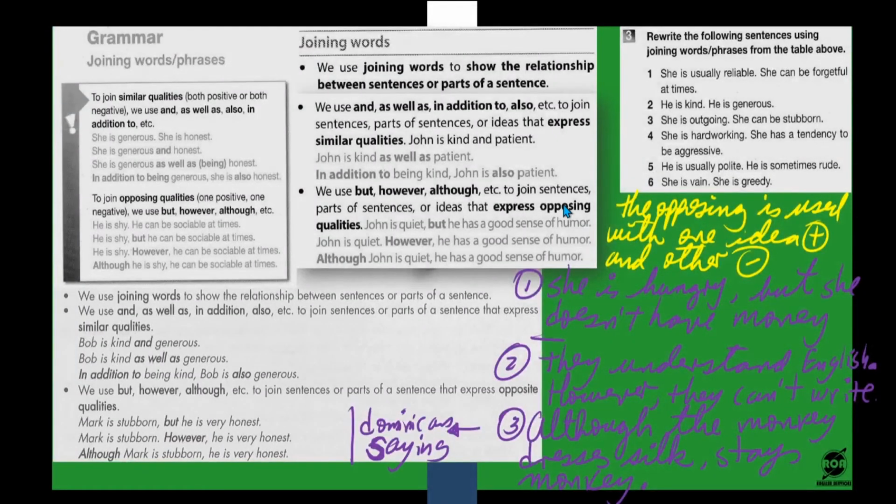Let's notice some other examples here. The opposite is usually with one idea positive and one idea negative. For example, she's hungry, but she doesn't have money. They understand English, period. However, comma, they can't write. So one positive idea, they understand. One negative, they can't write. Another one, although the monkey dresses in silk, remember silk is a material, it stays a monkey. This is the Dominican saying, I hope you get it.